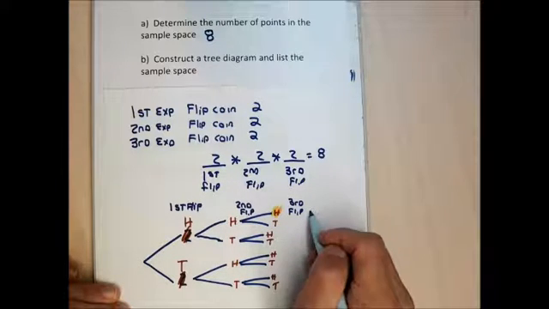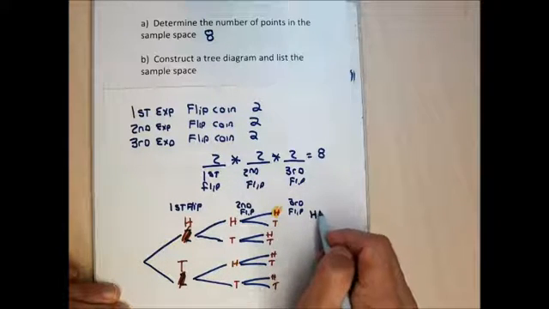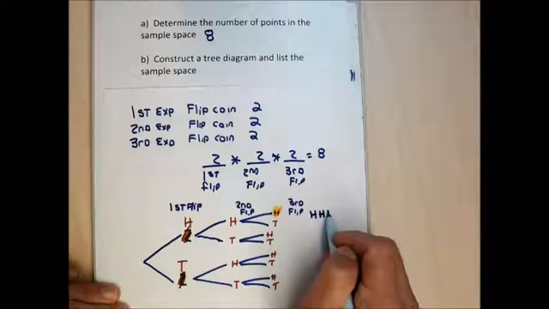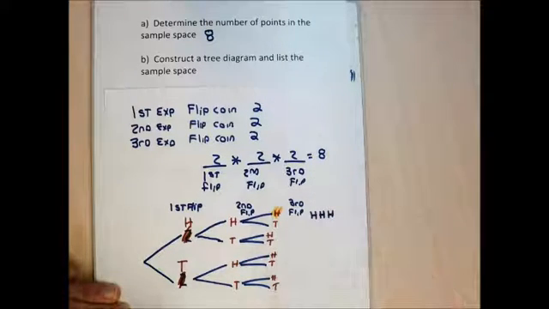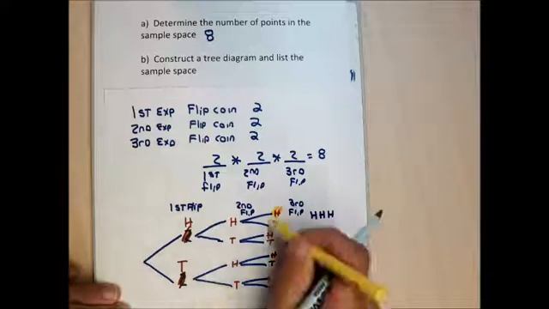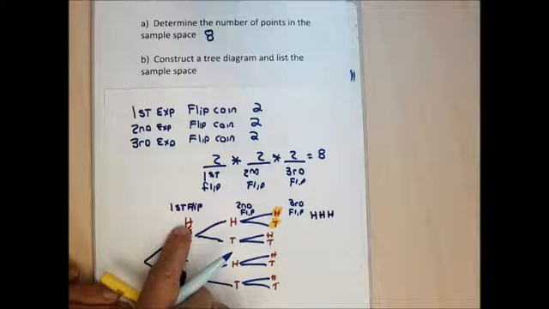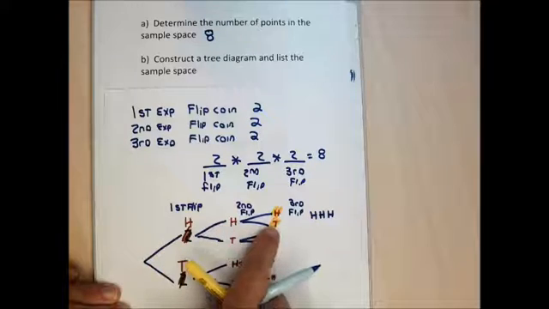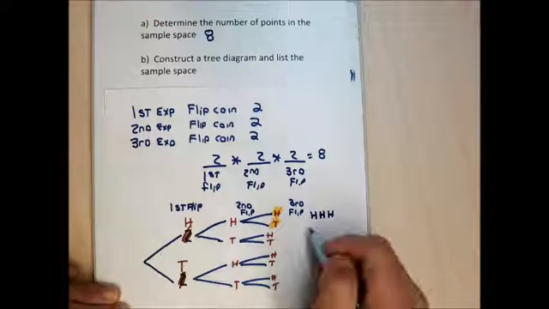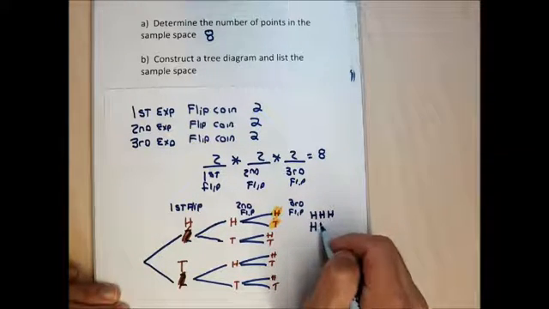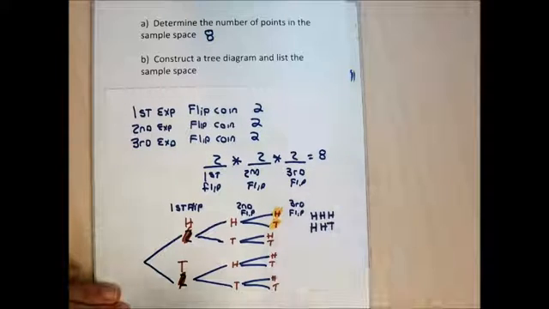So one element in my sample space, I'll write it nicely in a second, would be getting a head on the first flip, a head on the second flip, and a head on the third flip. To get to this tail right here, I'd have to follow the path head on the first flip, head on the second flip, tail on the third flip. So the second item I'm going to have in my sample space would be head, head, tail.